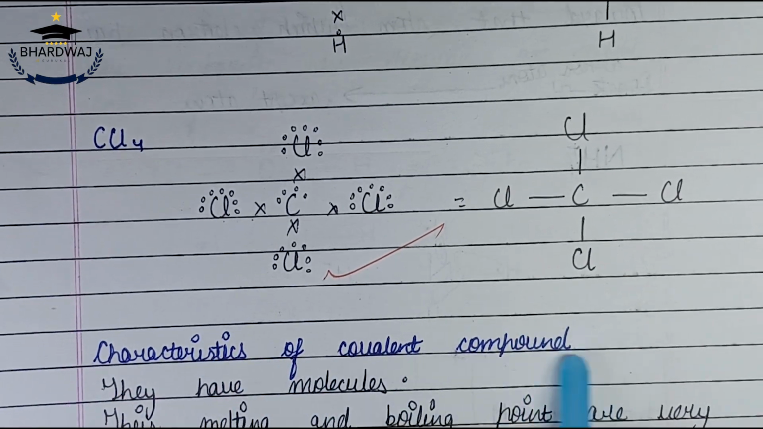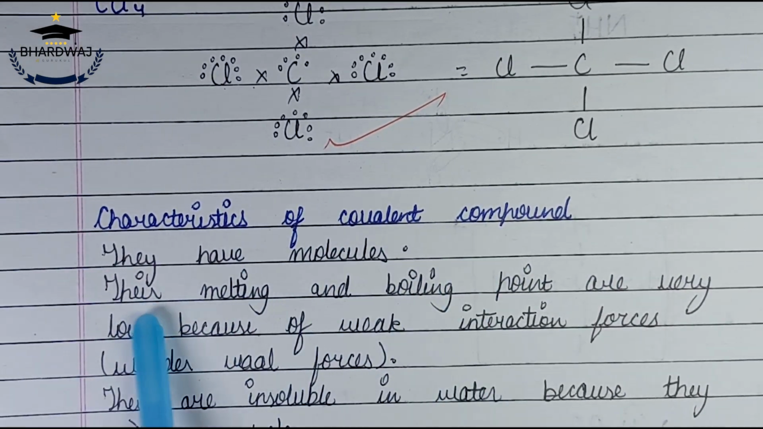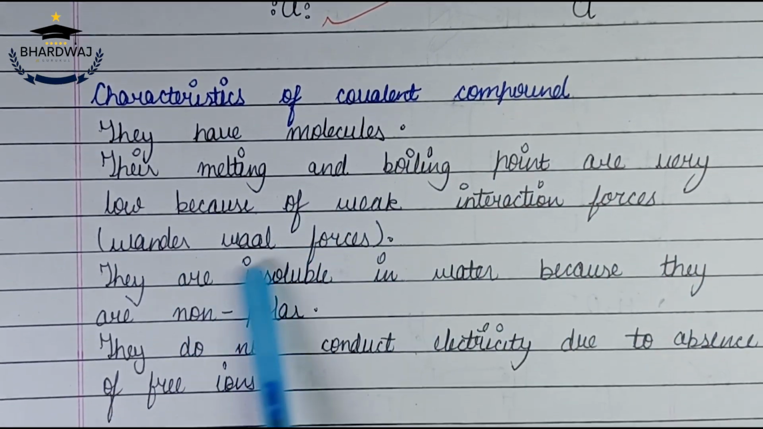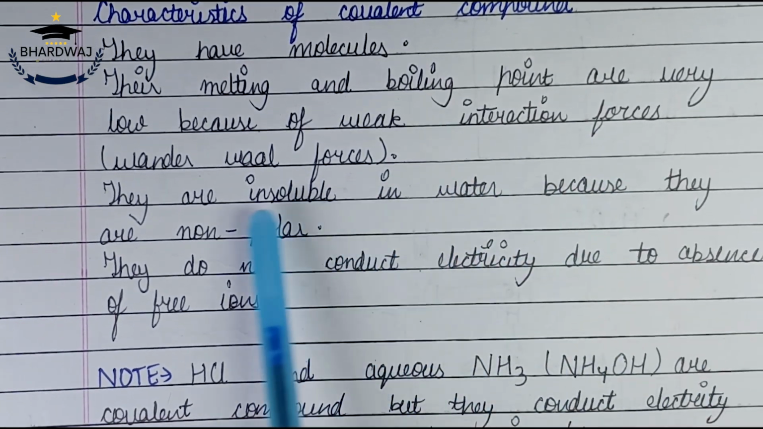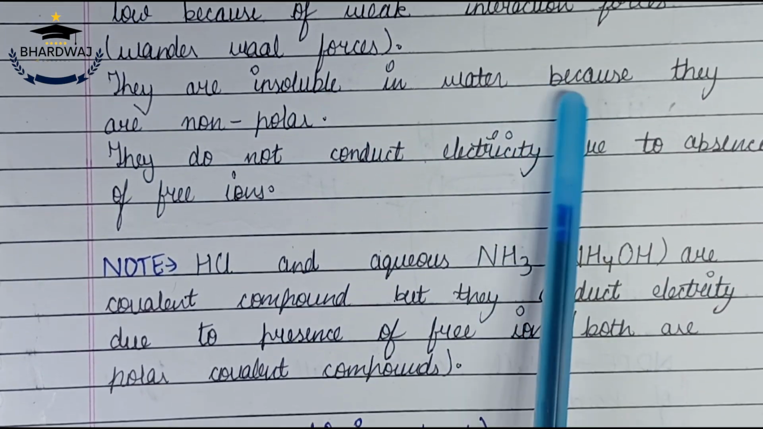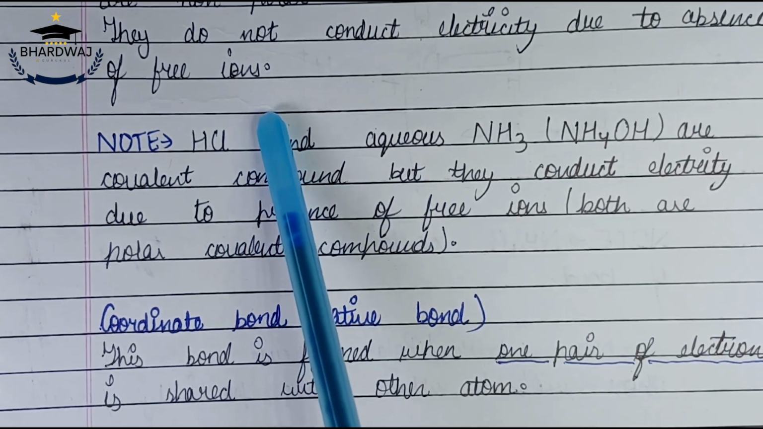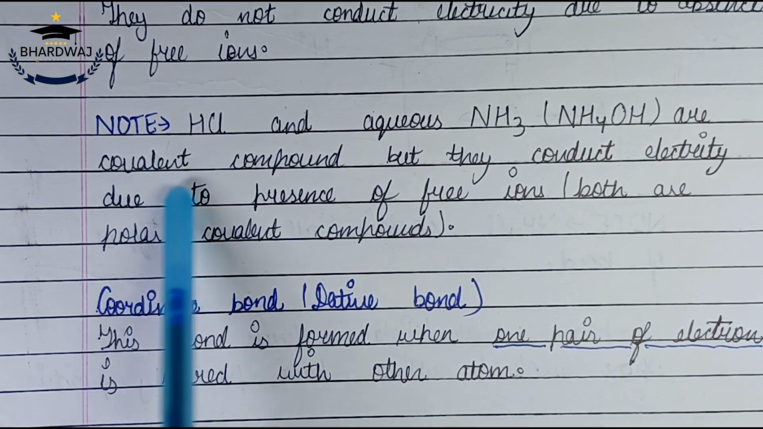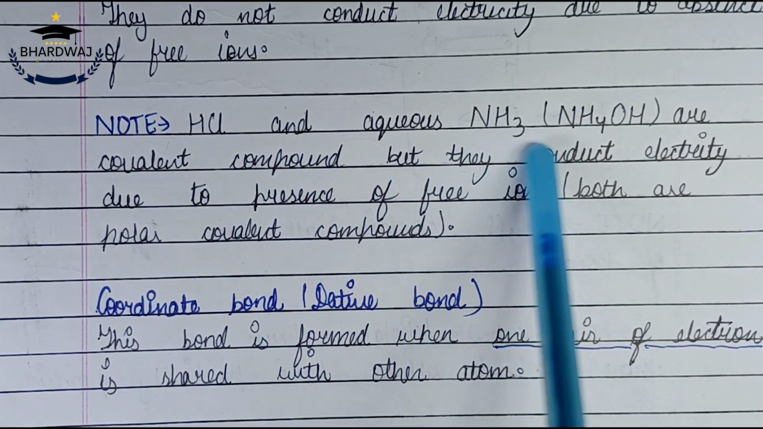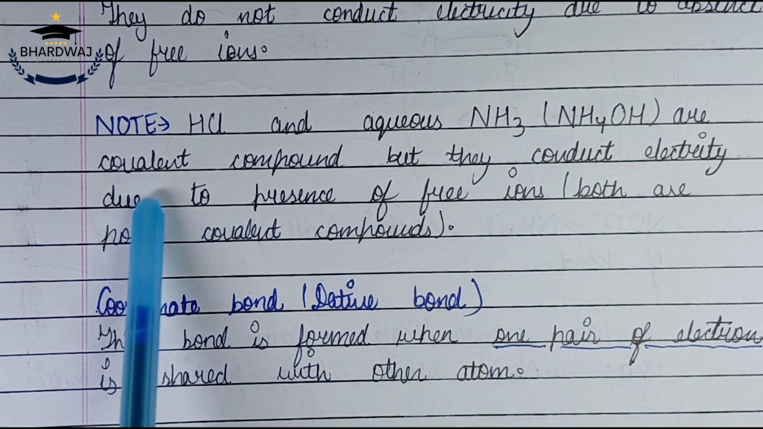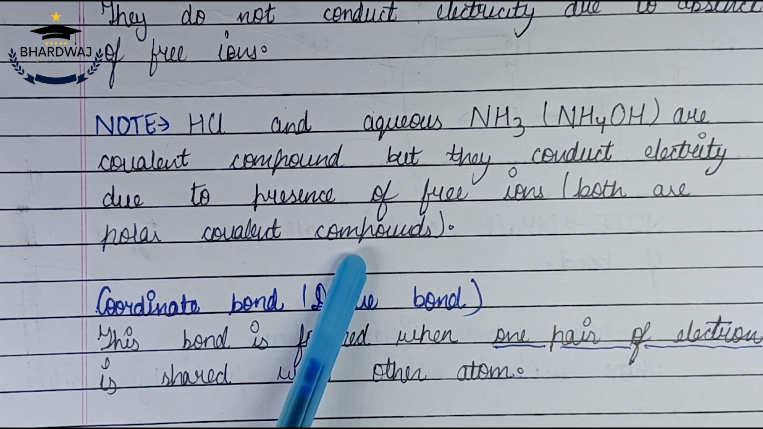Characteristics of covalent compound: they have molecules. Their melting and boiling point are very low because of weak interaction forces. They are insoluble in water because they are non-polar. They do not conduct electricity due to absence of free ions. Note: HCl and aqueous NH3 (NH4OH) are covalent compounds, but they conduct electricity due to presence of free ions.